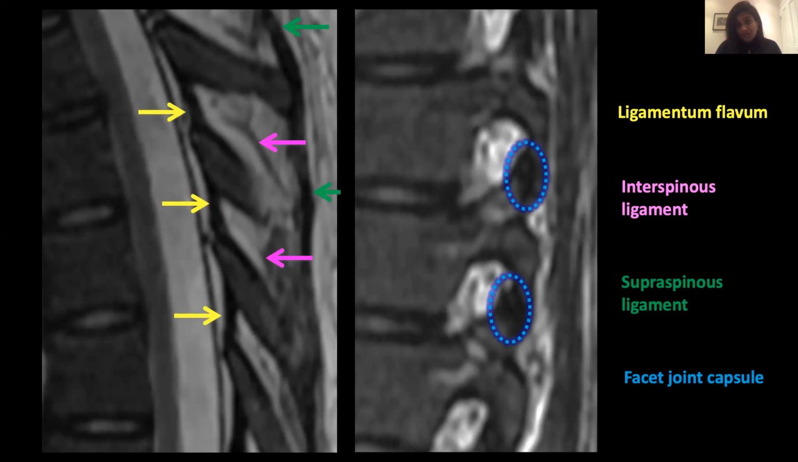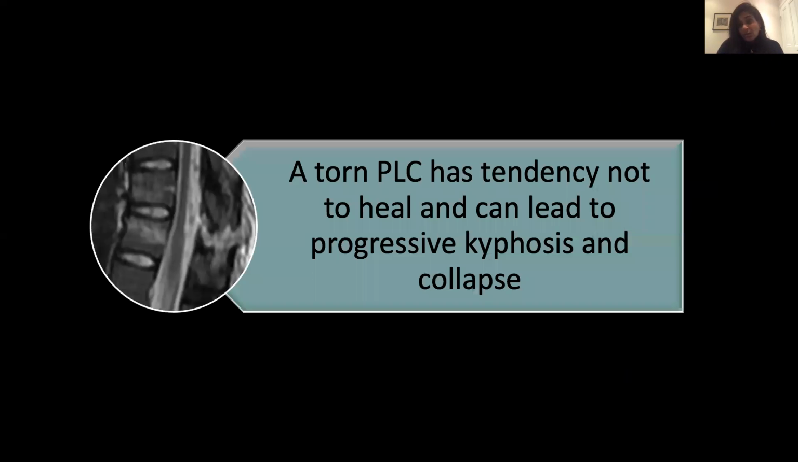So why is the PLC so important? Well, when you have disruption to the PLC, that has a tendency not to heal and can lead to progressive kyphosis and collapse. So that's why the PLC, together with the osseous components, play a really important part of creating this posterior tension band that results in this important role of stability of the spine. And so therefore, we need to be able to assess whether it's disrupted.